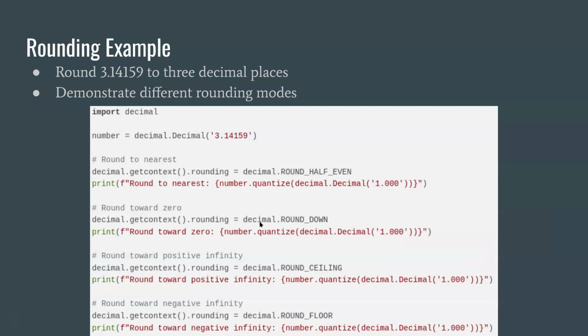Round towards zero should give you 3.141 because we are truncating the digits after the third decimal place, and round toward positive infinity should give you 3.142 because we're rounding up regardless of the digit after the third decimal place. And round toward negative infinity should give you 3.141 because we're rounding down regardless of the digit after the third decimal place.